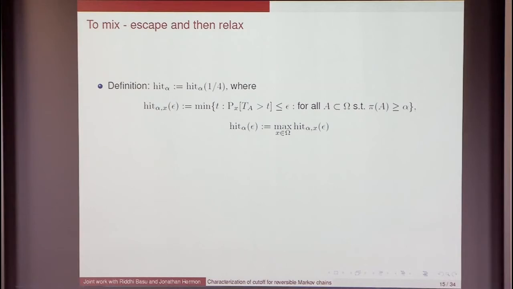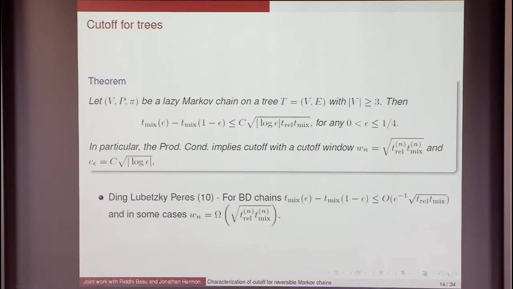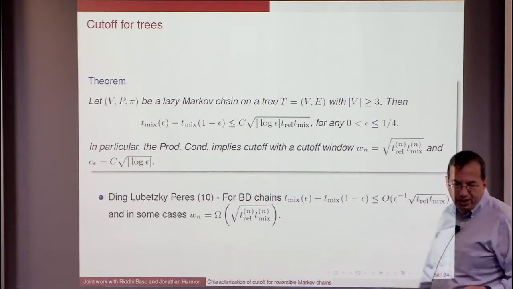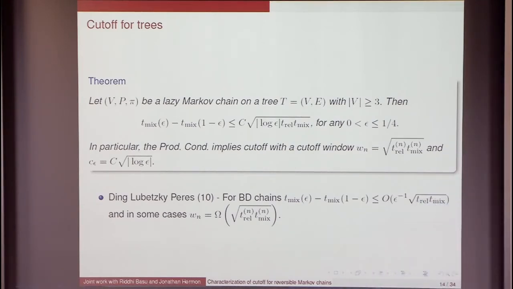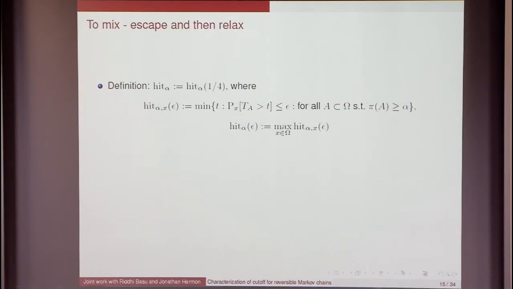And so where does this come from? It comes from the fact that on trees we can understand hitting times much better than on general graphs, and so it comes from a more precise relation of mixing and hitting. So now I'm going to leave trees for a while and get to what's under the hood.